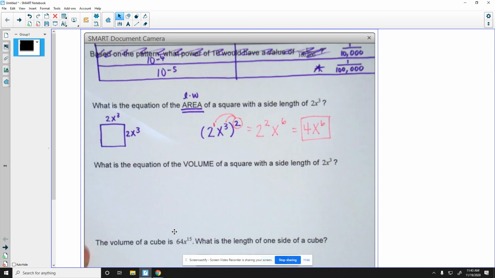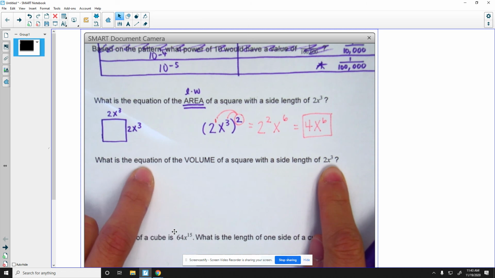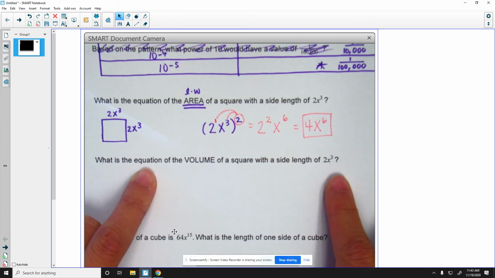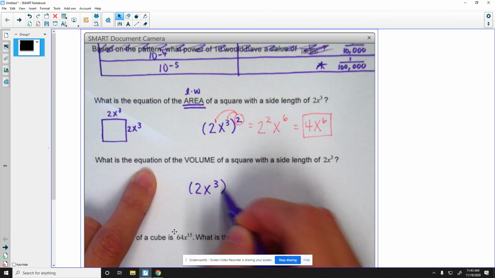Okay. What is the volume of a square with a side length of 2x to the third? And I'm asking for the equation. So someone online, do you think you know what that equation is going to look like? 2x to the third, but in parentheses, and then to the third power.